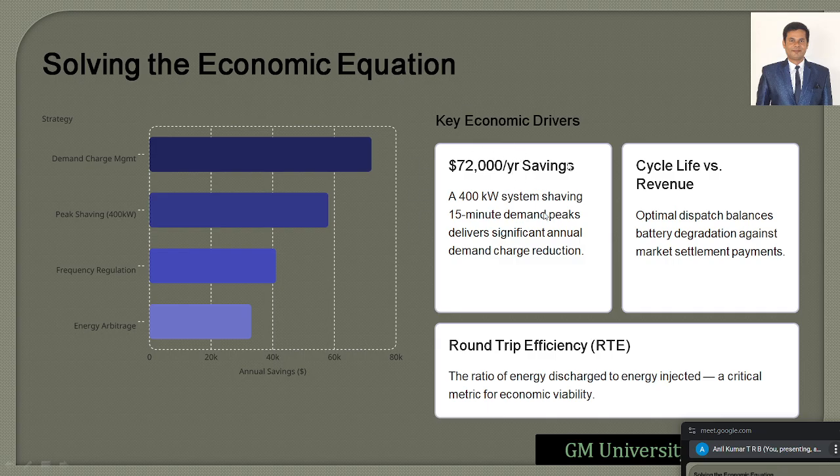That could be the savings. The saving factor occurs during the demand. That is for the annual demand charges we have taken.